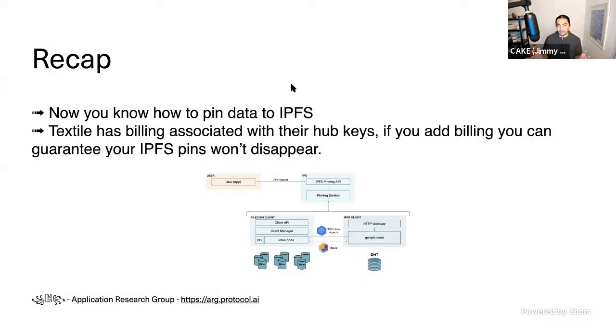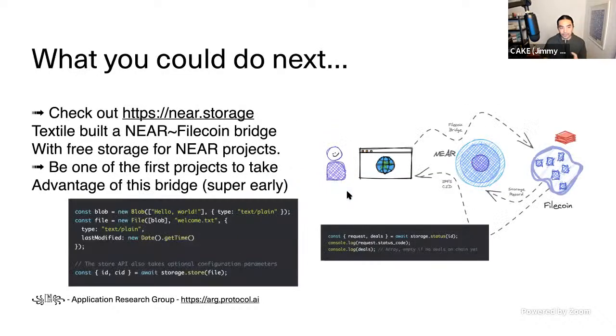From here, you know how to pin data to IPFS, and Textile actually has billing associated with their hub keys. So if you add billing, you can guarantee your IPFS pins won't disappear. Here's a little diagram of basically what we did. We have a user app, and we used their libraries to pin IPFS content. What you could do next is check out near.storage, a project they just released. Textile built a really awesome near Filecoin bridge with free storage for near projects. That code is even simpler than what I just presented, where you can just take a blob and file constructor, pass that in, and get a CID back.